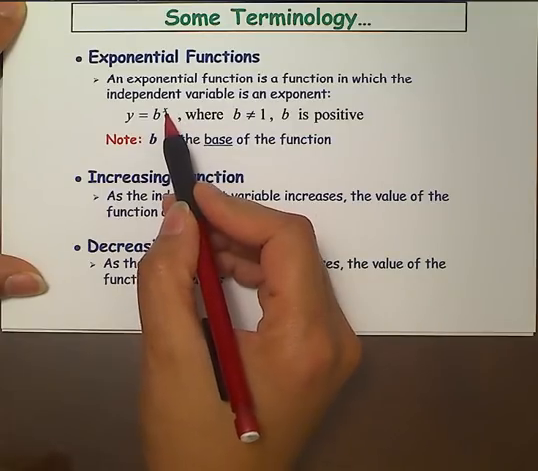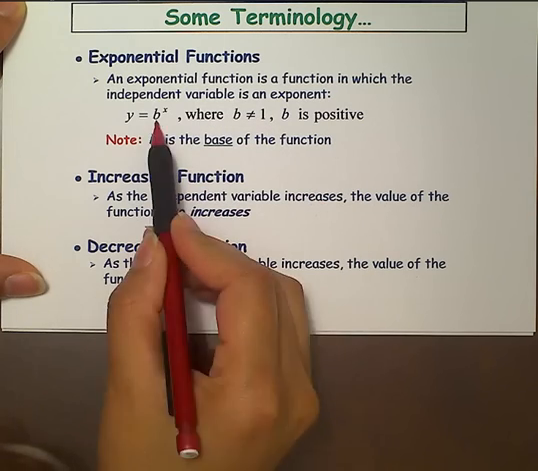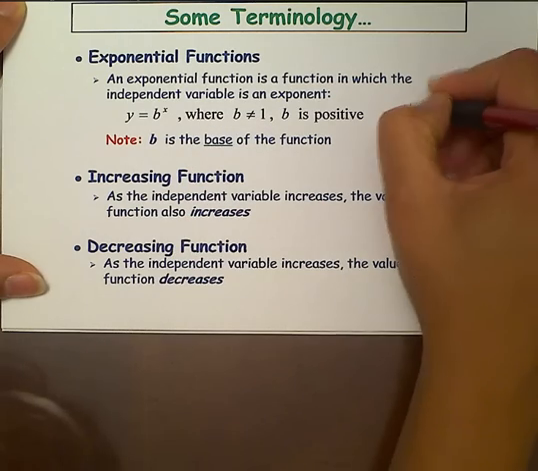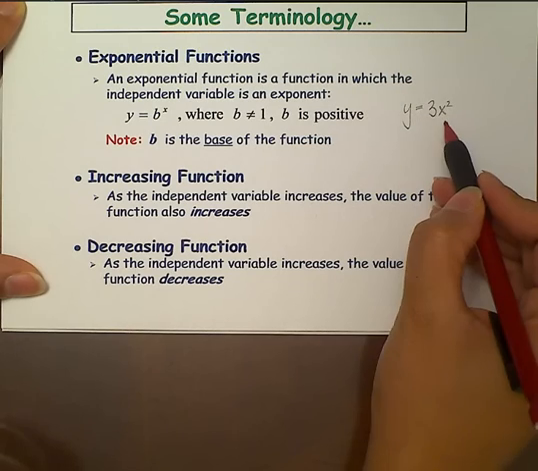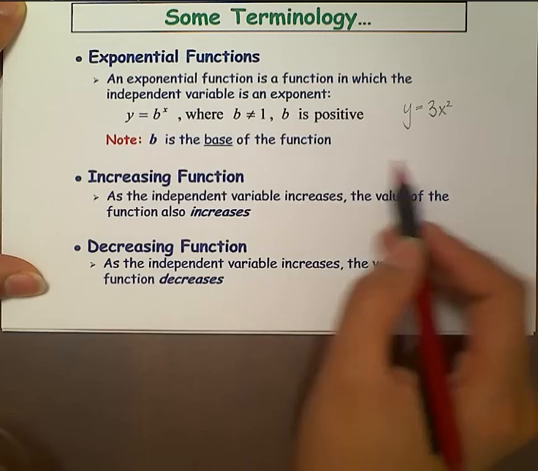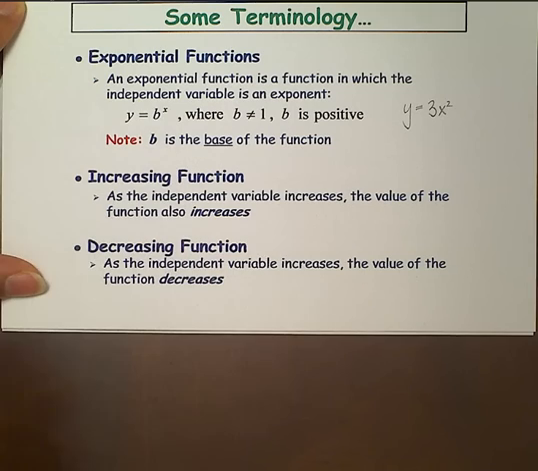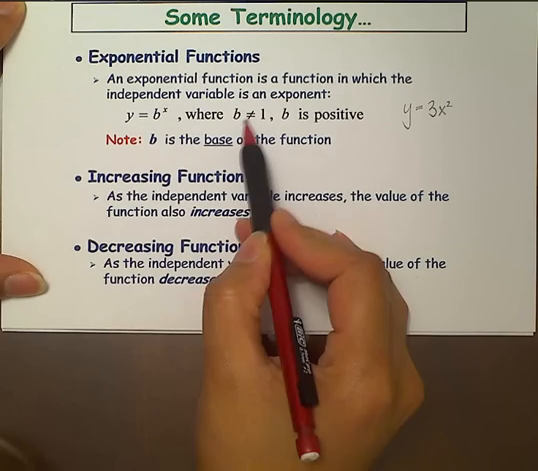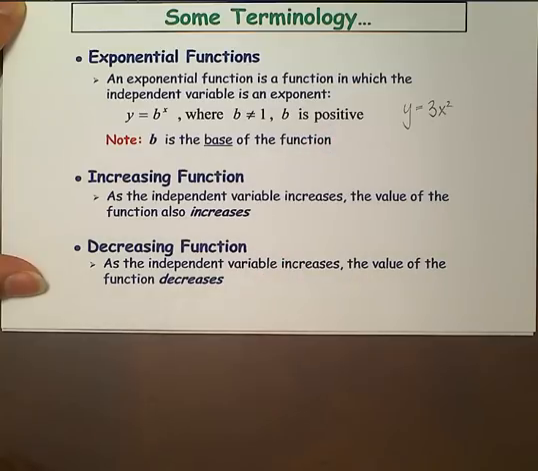Typically we see it as part of the equation where you might have something like y equals 3x squared. So you'll notice that the independent variable is part of the statement, but now we're going to see the independent variable as part of the exponent. Okay? So we have y equals b to exponent x, where b cannot equal 1 and b is positive. So there's two conditions on the value of b, b representing the base of the function.